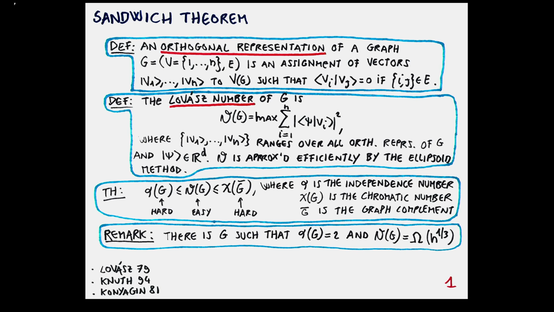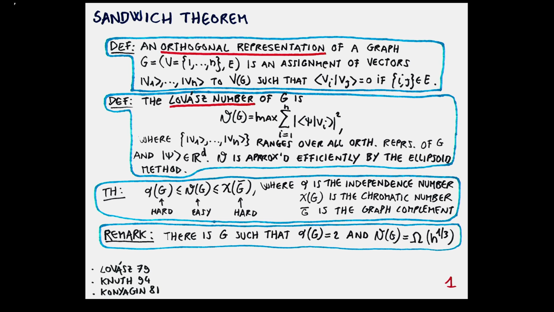And I define what an orthogonal representation of a graph is. This is an assignment of vectors, and of course I use this notation here that appeared already these days. These are just unit complex vectors in some Hilbert space, column vectors of norm 1. So I assign vectors to the vertices of the graph, such that if the vertices i and j are adjacent, then the vectors have inner product 0. So they are orthogonal.